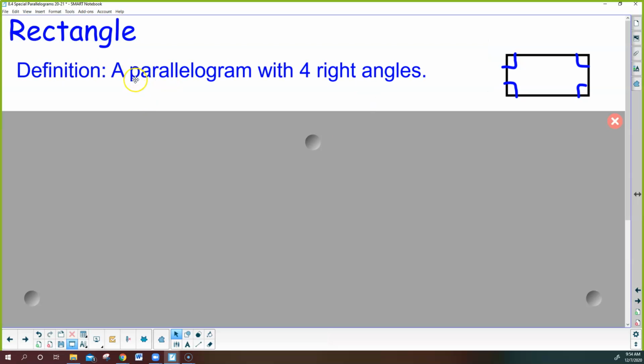Now notice how we said this. It's a parallelogram. So when you read this and you see the word parallelogram, all of the things that we learned last week about parallelograms are true. So opposite sides are congruent, opposite angles are congruent, diagonals bisect, one side is parallel and congruent. Consecutive angles are supplementary, opposite sides are parallel. All of those things are true, but then what makes a rectangle more specific than a parallelogram is it's a parallelogram with 4 right angles. So don't overlook this word parallelogram.